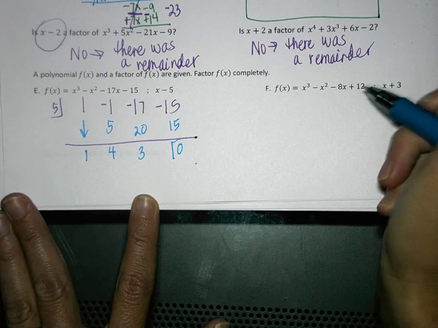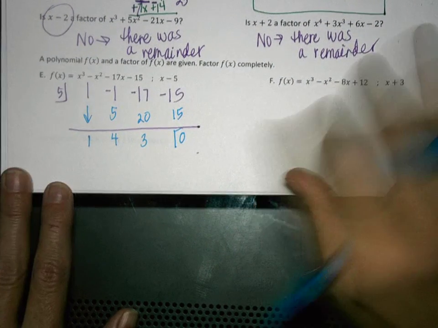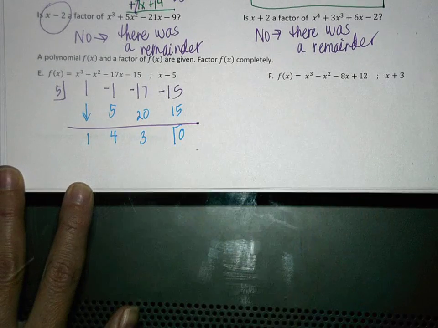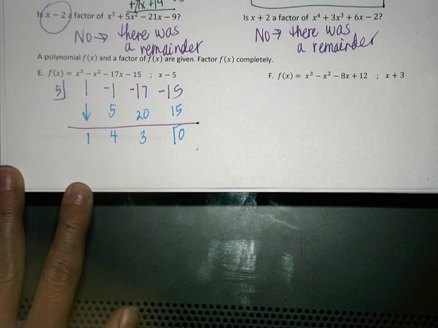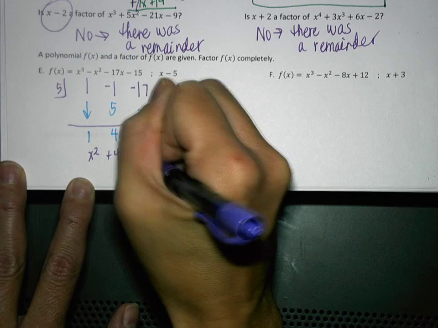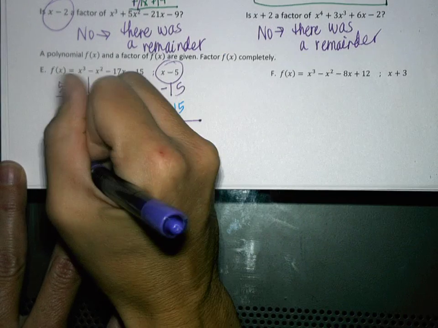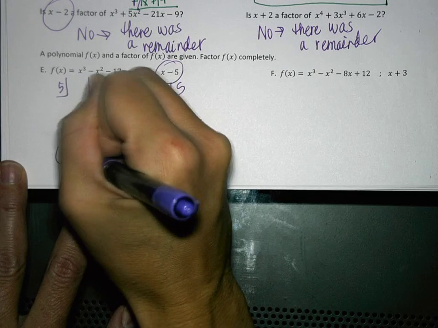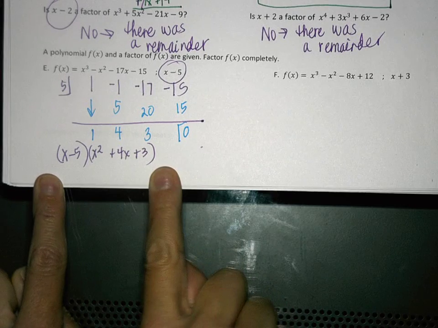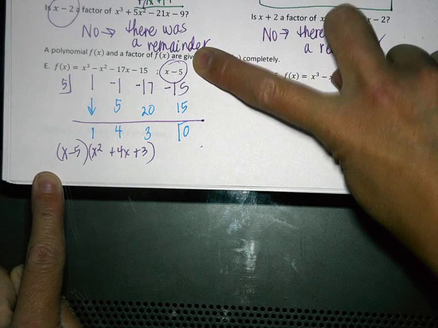Okay, so they're telling you that these are factors, and so we know this is a factor. So right now, let's go ahead and rewrite this. How would I rewrite that? X squared plus 4x plus 3, and that's in parentheses. And when this was a factor, x minus 5. So if we were to multiply this all out, we would get back to this original problem, correct? Okay, and then they want us to factor further.